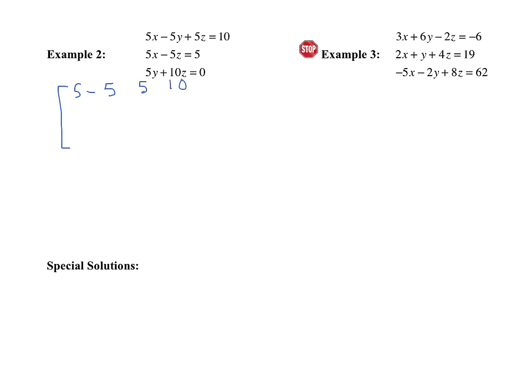My second equation, you'll notice that there is a variable missing, and you do have to account for that. So I have 5 x's, but I have 0 y's. So I do have to put a 0 placeholder in there. Negative 5, and then 5. And then my last equation is missing an x value. I have no x's, so you put a 0 in place there, then a 5, 10, and 0.